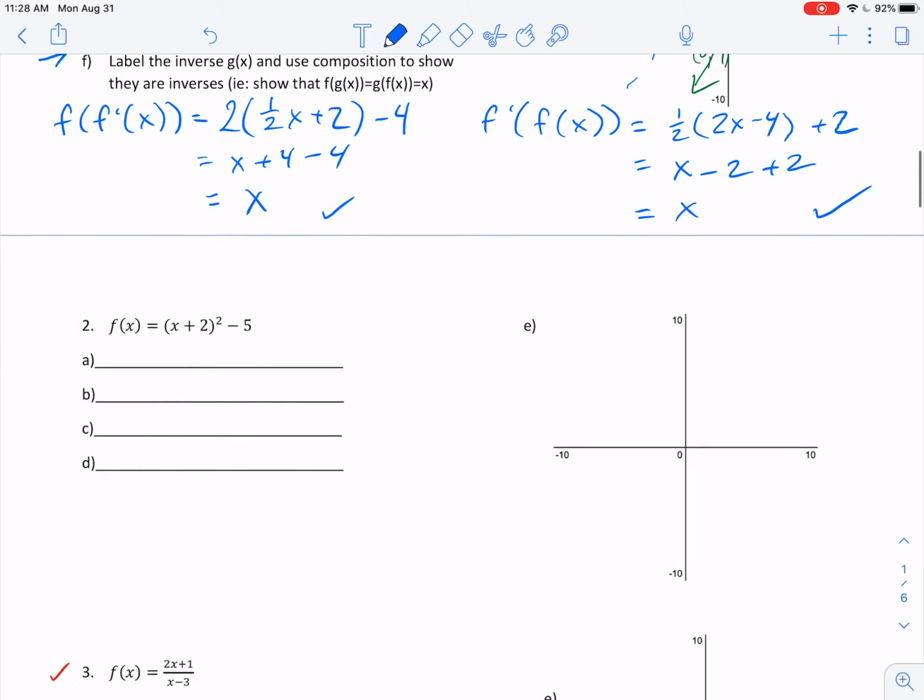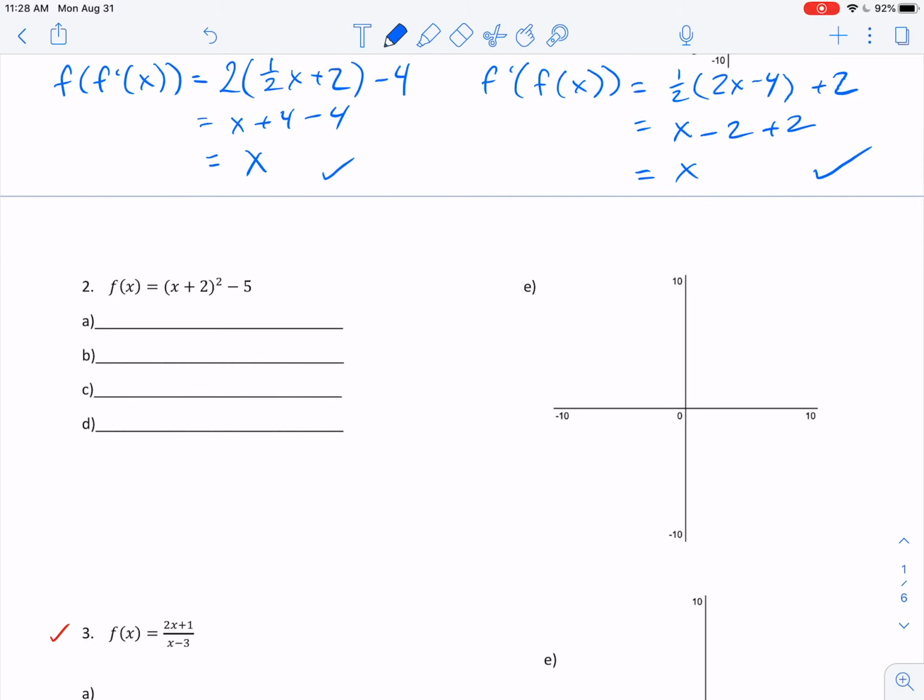Okay, on this one, this is a parabola. It's got a vertex of (-2, -5), somewhere about here. This original function is doing something like this, and I'm not overly concerned about its values currently. Okay, so this point, though, (-2, -5).